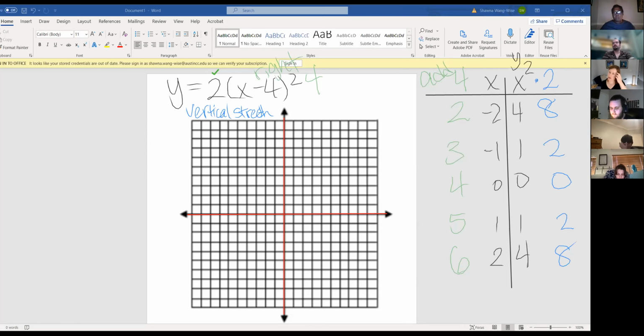Whenever you have a parent function that's x squared, those are our 5 traditional points. So our traditional points are -2, 4, because when you plug in -2 squared, it's 4. -1, 1. Again, when you plug in -1 squared, it's 1. Those are just our traditional 5 starting points.